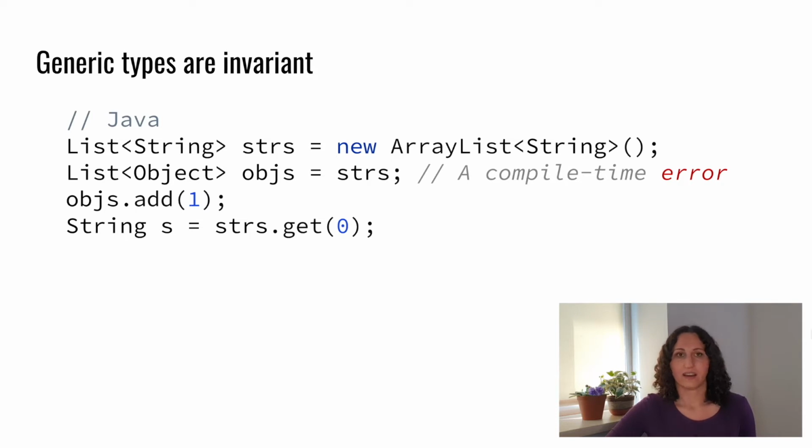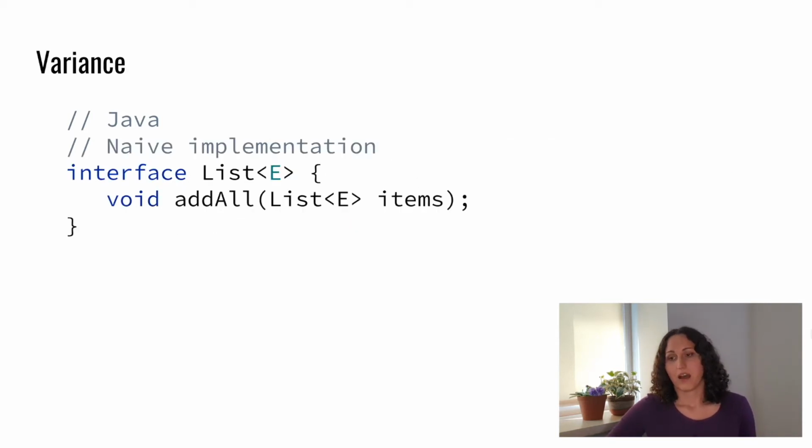So generic types are invariant. That's why the compiler doesn't allow us to assign a list of strings variable to the list of objects variable. But what can we do here?